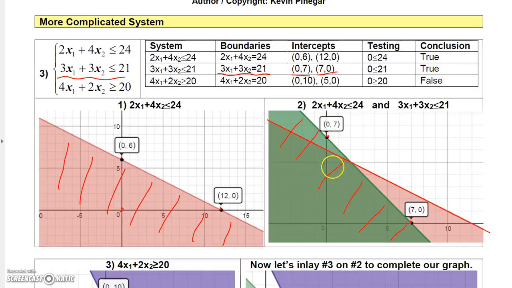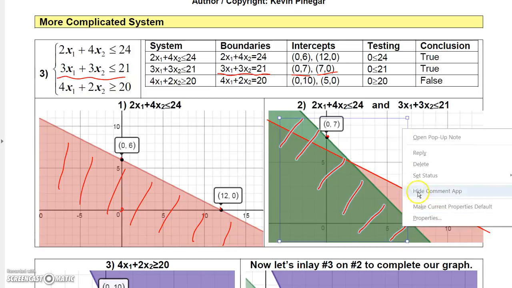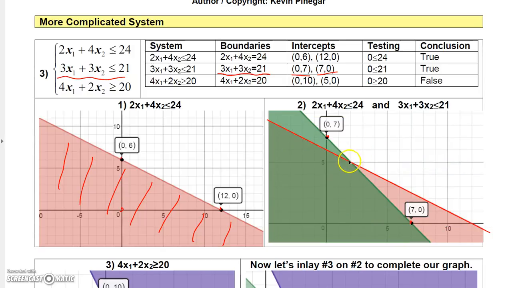But notice that this dark green area is actually where these two overlap. So let me just move that out of the way. So really the overlap here is bounded here and bounded there. And so it's everything below these two lines. This region out in here is the region.